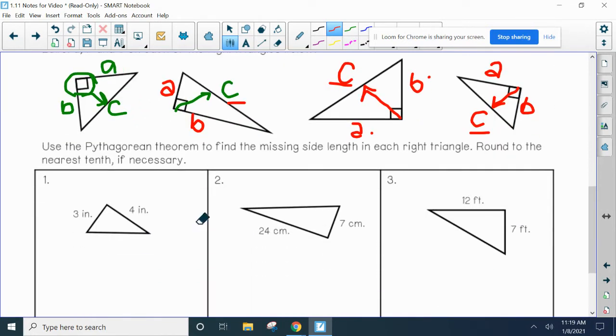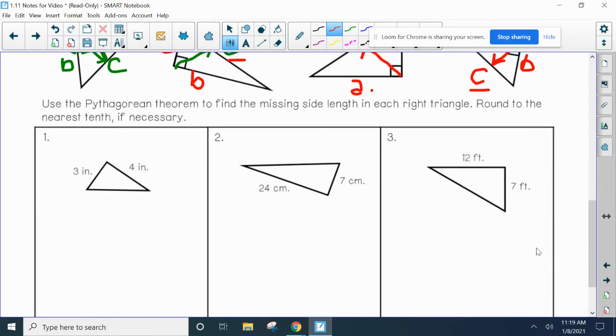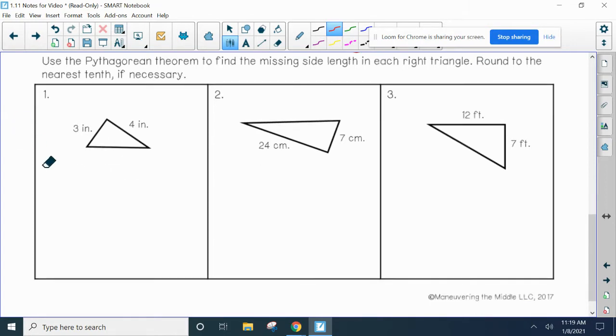All right, so now we're going to practice using our Pythagorean theorem to find missing side lengths. I'm going to do two with you, and then I'm going to have you pause it and attempt the third. This is the first way you might see the Pythagorean theorem, where you have two legs, and I'm going to put an X here because we don't know what that third side length is. So we're going to use the Pythagorean theorem to find the missing side length of each triangle.